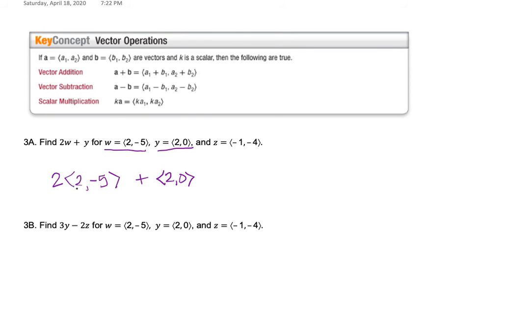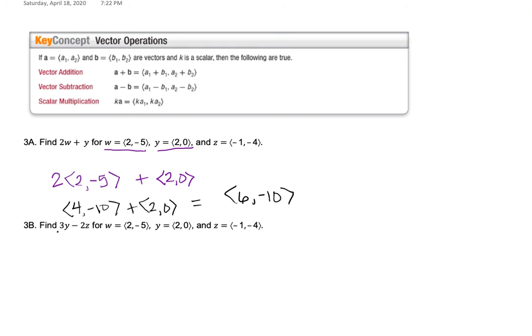So 2 times 2 is 4. 2 times -5 is -10. And then I'm going to add it to that 2, 0. And I get 6 because 4 plus 2 is 6, and I get -10. Okay, so 2w plus y is 6, -10 in component form.